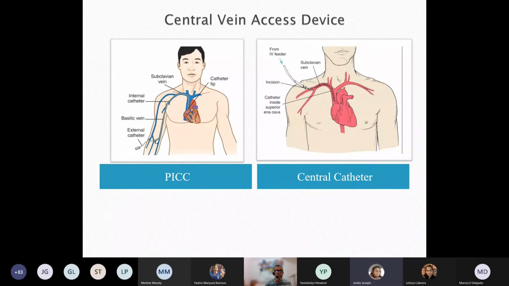Are we good? A midline enters here in the antecubital fossa and is inside the vein, but it stops here. So it's not reaching the central vein. It's called midline. Very useful to pass antibiotic, etc. But it is not a central catheter, so it has no risk of infection as the central catheter.